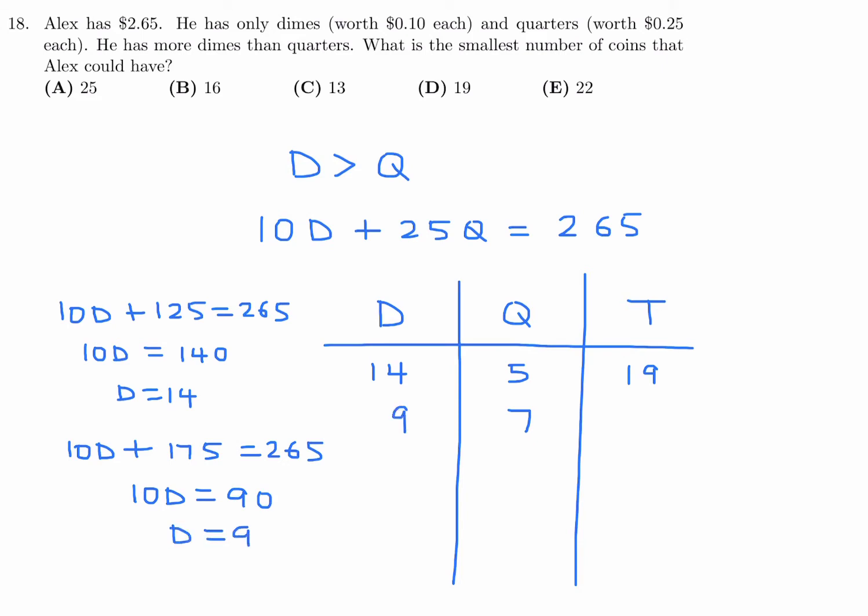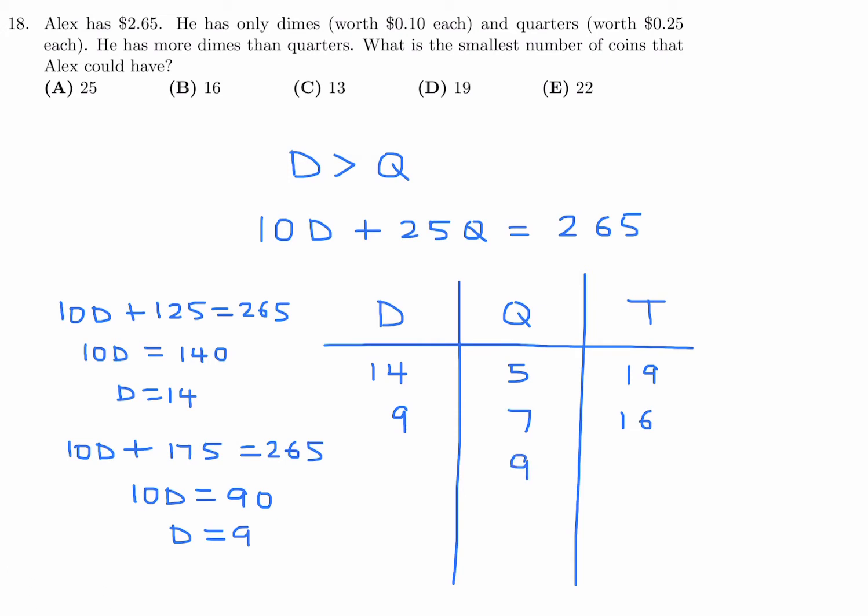So that means the total number of coins is 16. 16 is also one of the answer choices. Let's see if we can go any lower. I can't go up to 8 quarters because that would give me 200, and that would mean 65 cents left over for the number of dimes, which wouldn't be possible since 65 is not a multiple of 10.